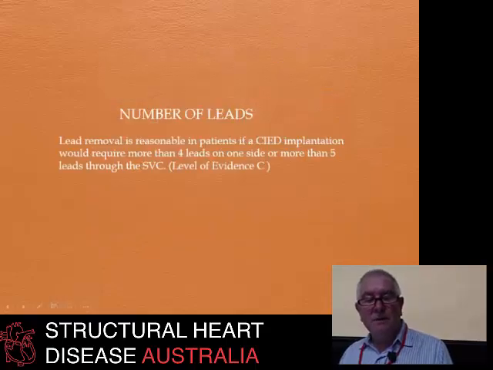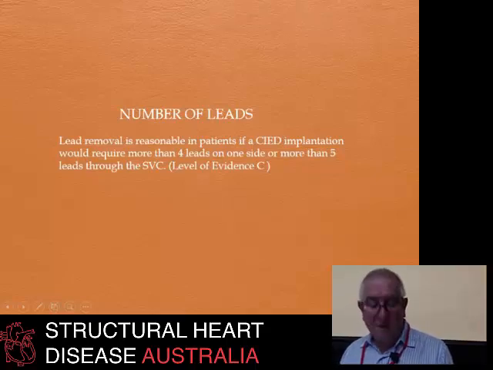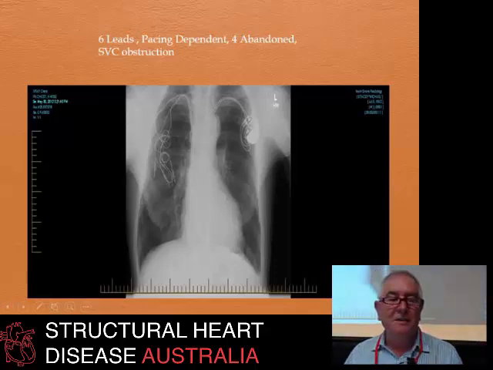Number of leads. These are the guidelines. It's reasonable to take the leads out if there's more than 4 in one vein or 5 in the superior vena cava. Level of evidence C. I spoke to Charles Kenegran, who was part of the committee, and he said, it's just a feeling. So there you go, that fills you with a lot of faith, doesn't it?